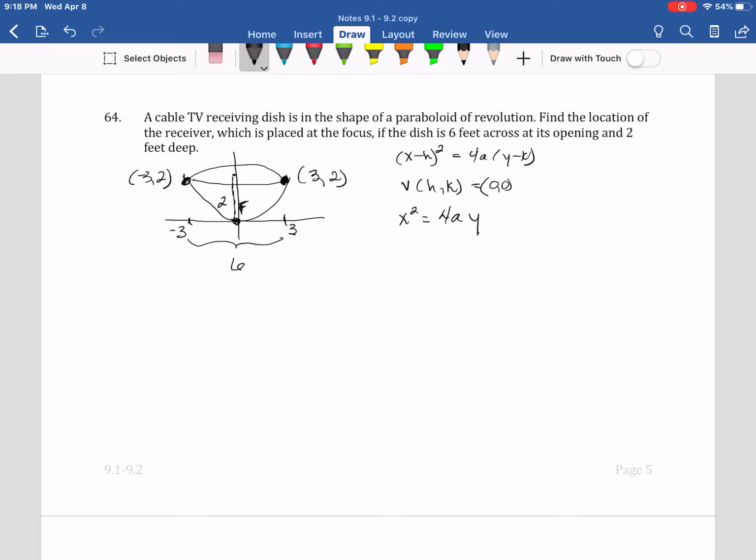I'm trying to figure out a eventually. That's my whole goal, because a is the distance to the focus. So that's my end result there. I want to find a. Well, what else do I know? I know that a point the graph goes through is (3, 2). I could have used (negative 3, 2), but I like positive numbers. I'm going to substitute the value 3 in for x and 2 in for y, and that's going to allow me to find a.